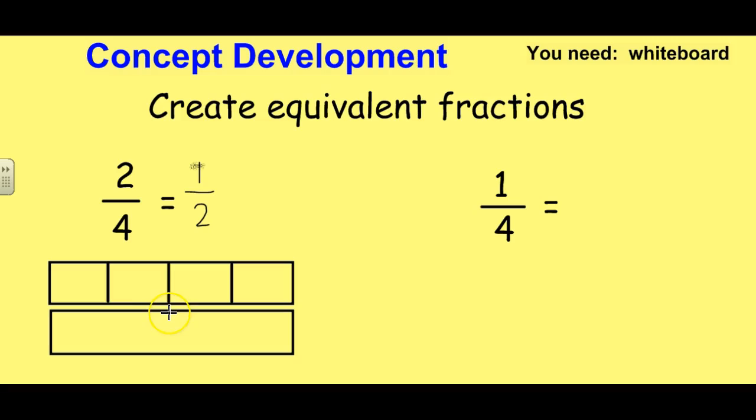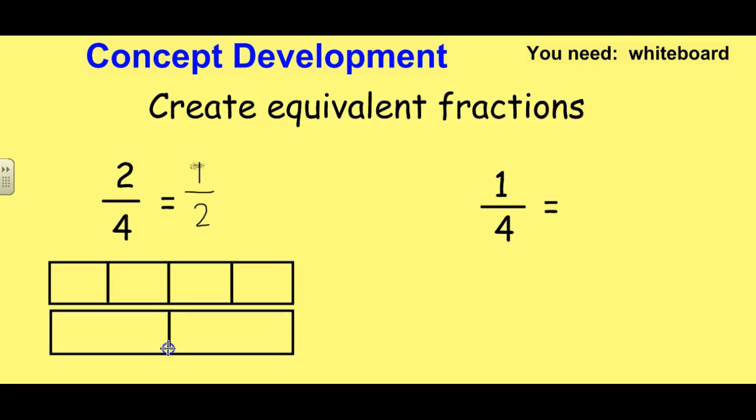And if you remember what I talked about in the last lesson, I said that if the numerator is half of what the denominator is, then that fraction is always going to be equal to 1/2. And when you look at this fraction, 2/4, you can see that 2 is half of what 4 is, so that does tell me that 2/4 is also equal to 1/2.